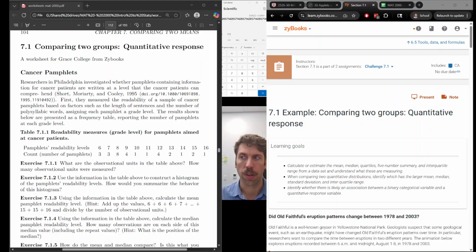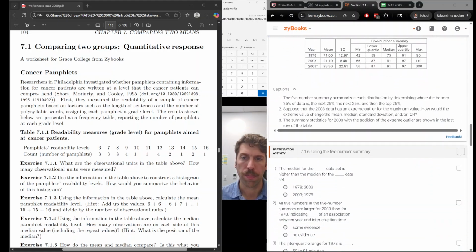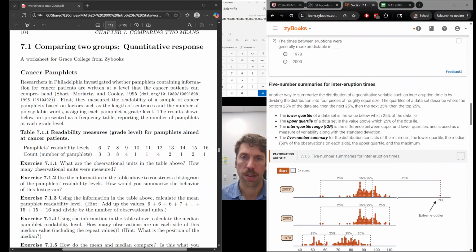So in this one we're looking at comparing two groups with a quantitative response. You should have read through the book already. Some important things from there are the 5-number summary and describing what those numbers are, and then what the interquartile range is. We'll also talk about that in these exercises.